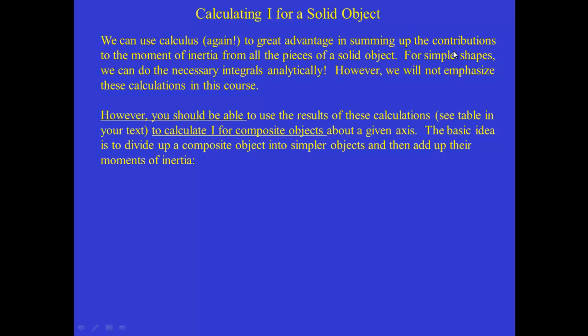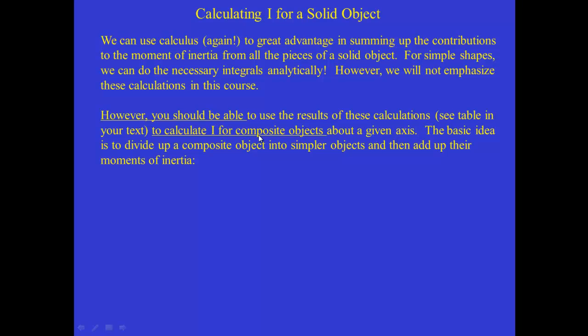For simple shapes like disks and rings and even linear rods, it's not very difficult to do those kinds of calculations. Of course, they depend on the size and shape of the object, how much mass it has, and where the rotation axis is. But I'm not going to emphasize these kinds of calculations in the course. However, what you should be able to do is use the results of those calculations that are tabulated in your textbook to find the moment of inertia for composite objects about a certain axis.